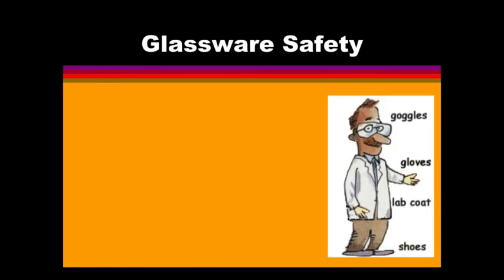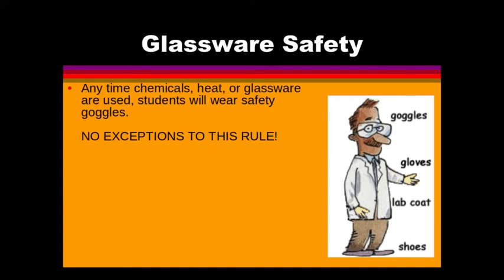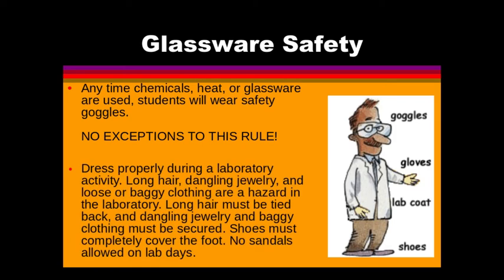So, glassware safety. You're going to find that most science labs say you need to wear closed-toed shoes. If that has to happen, then I will let you know in advance, but not generally in junior high. Not always are you going to need to wear gloves, but oftentimes you're going to need to wear goggles. Anytime chemicals, heat, or glassware are used, you're going to have to wear goggles. Anytime there's any sharp things that could go into your eye, you're going to have to wear goggles. There is no exception to this rule. If you cannot follow this rule, then you will learn a different way besides doing our lab.